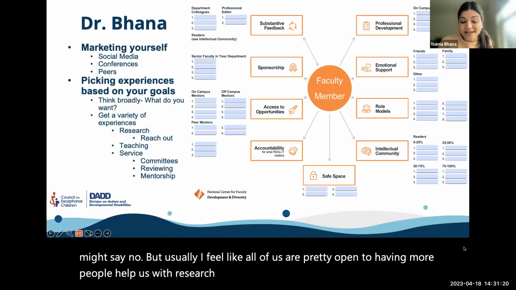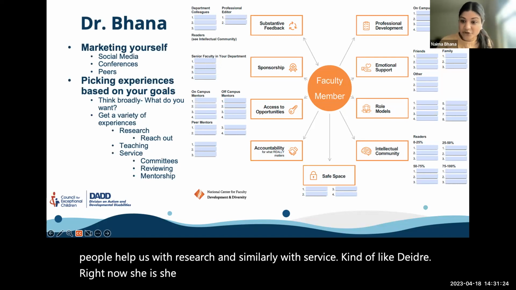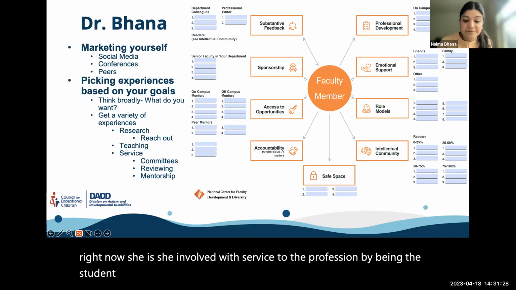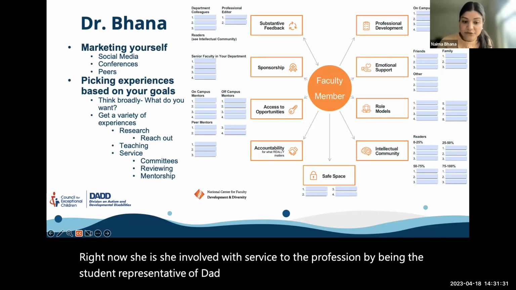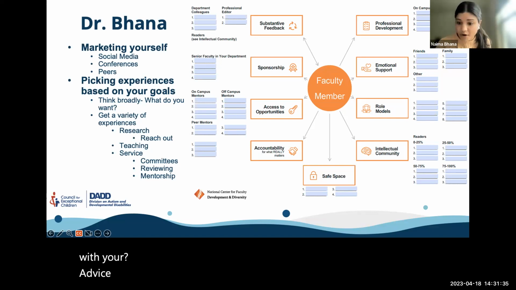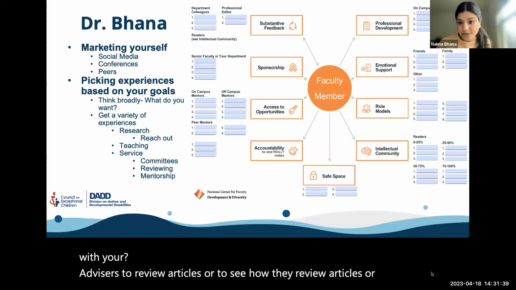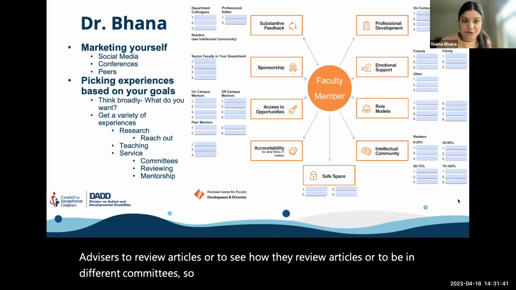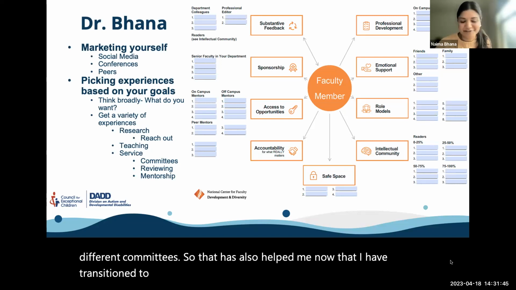And similarly with service, kind of like Deidre right now, she's involved with service to the profession by being the student representative at DAD. Find opportunities with your mentors or with your advisors to review articles, or to see how they review articles, or to be in different committees. So that has also helped me now that I have transitioned to a faculty position.